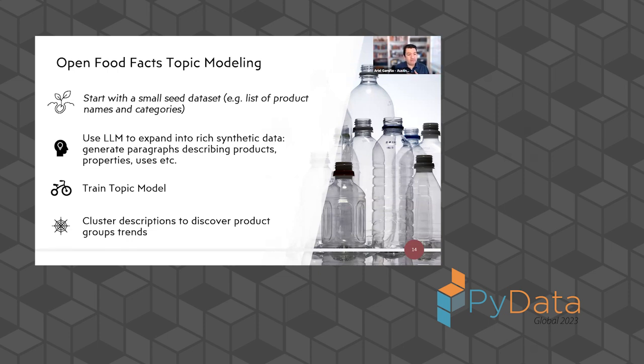Then I train a topic model, and I use BERTopic to cluster the descriptions to discover product groups and trends. This is something we're doing similarly in my work at a healthcare company, for some of the back-end search and recommendation systems that we have. We have a small subset of data that we enrich for clustering, and then we use it for recommendations in the backend. But this one is using the Open Food Facts dataset.